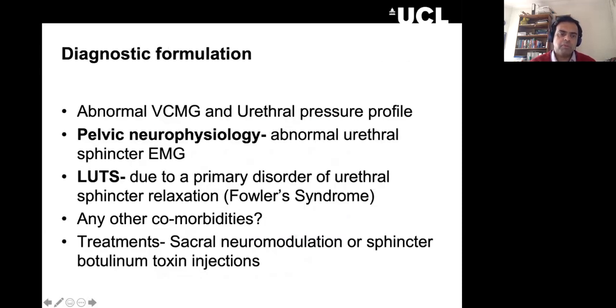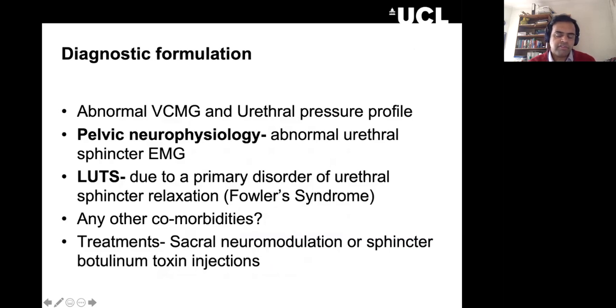So this lady in retention has come to you as a neurologist. You performed an EMG, which is abnormal. They also have a high urethral pressure tone. So this lady has a primary disorder of urethral sphincter relaxation, otherwise known as Fowler syndrome. And these patients actually respond well to botulinum toxin injections of the sphincter, which is something I perform, or also sacral nerve stimulation, which is something that my urology colleagues perform.